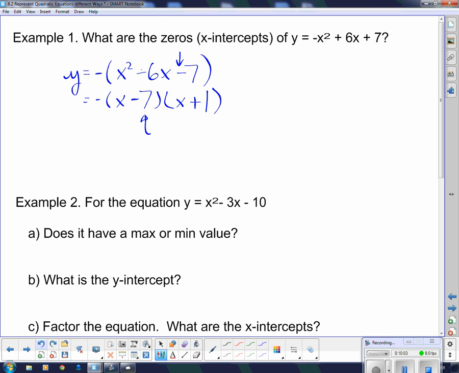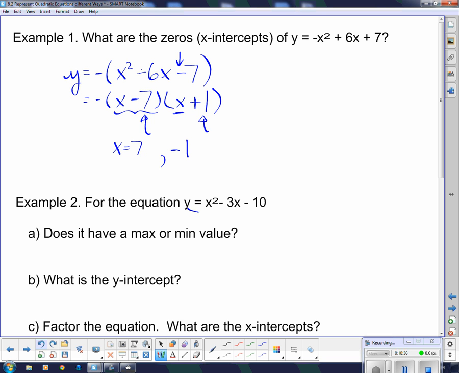Well, these are the x-intercepts, except we have to switch the signs, because what I want is, what number do I have to put in there to make the whole bracket 0? And if I put a 7 in for x, 7 minus 7 would give us 0. So from that bracket, I get x equals 7. And over here, what number do I have to put in for x there to make it 0? Well, that's negative 1. So it's the same number, just the opposite sign.